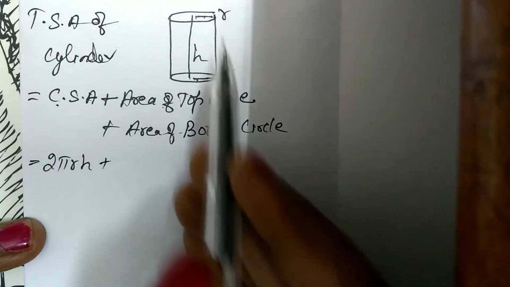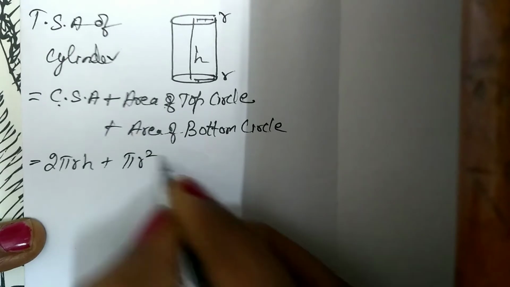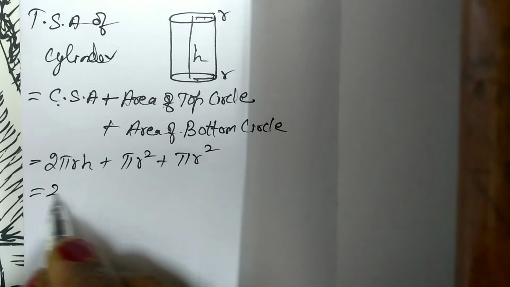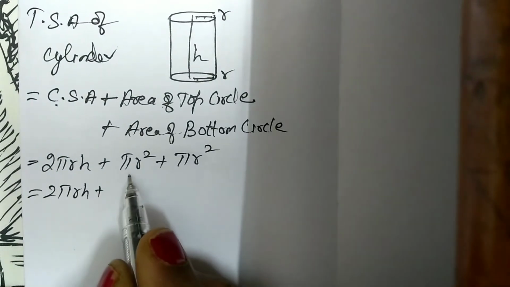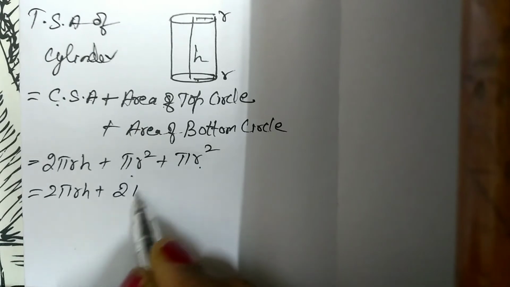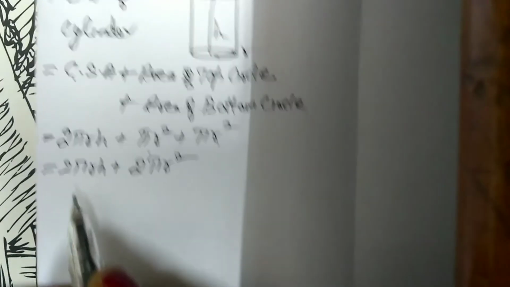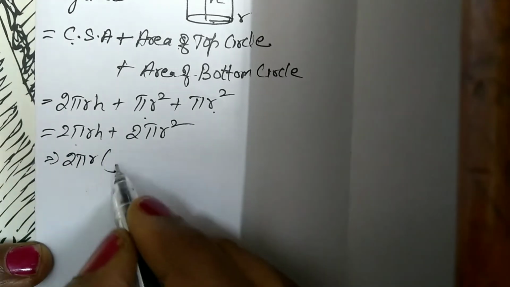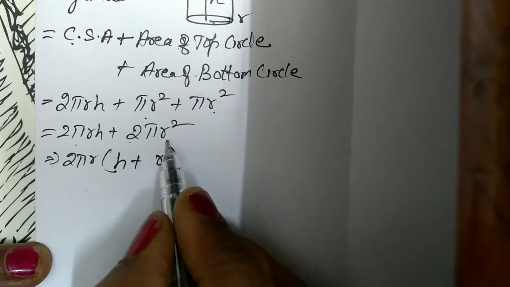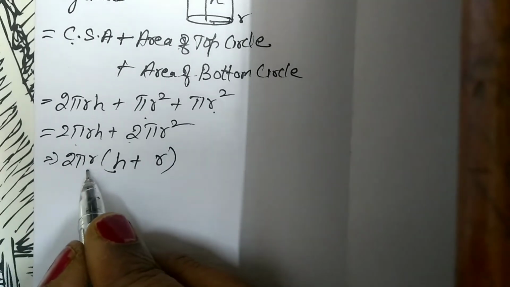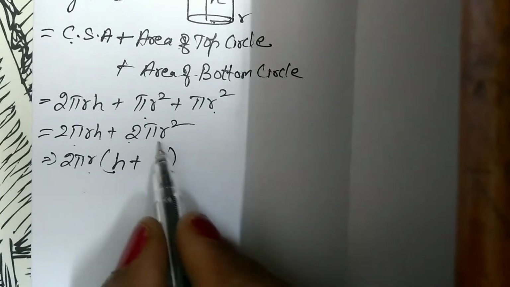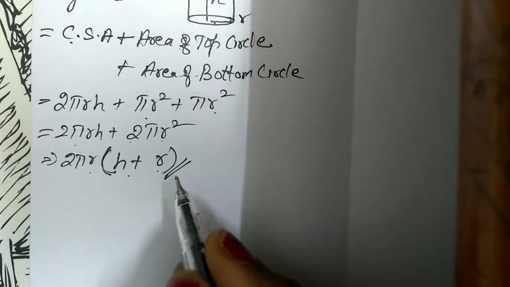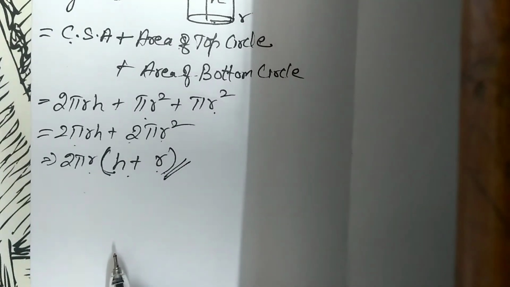The area of the top circle, you know it as pi r squared. The area of the bottom circle is also pi r squared. Now, we can do 2 pi r h plus pi r squared plus pi r squared, which is 2 pi r squared. Now you can see in both the terms 2 pi r is common. So we have h plus r, because in 2 pi r squared, one r we have taken outside as the common term, so one r is inside. 2 pi r into h plus r. So this is our total surface area of a cylinder.